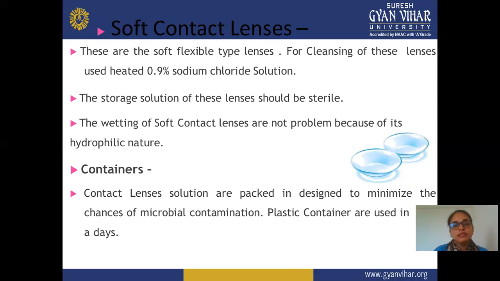For cleaning these lenses, you use 0.9% sodium chloride solution. Means you just treat them with 0.9% sodium chloride solution. This 0.9% sodium chloride is mainly an isotonic solution, or you can say it has proper tonicity according to your eye. That's why we treat them with 0.9% sodium chloride solution. It's an isotonic solution, similar to your lacrimal tonicity. And the storage solution of these lenses should be sterile.